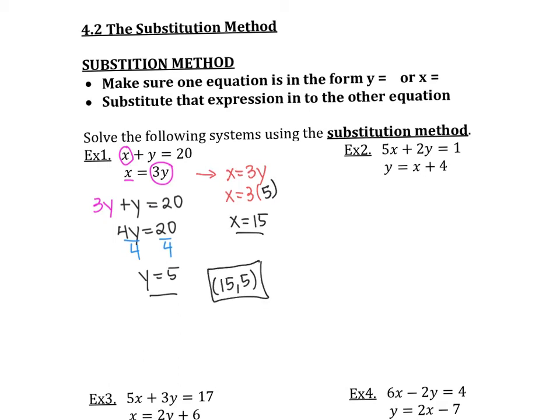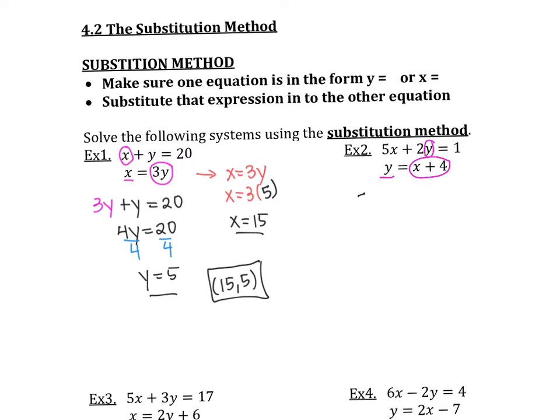Okay, we're going to go ahead and try this again for example 2. Example 2 says 5x plus 2y equals 1. And then the second equation is y equals x plus 4. First, I want to look for the equation that starts with x equals or y equals, not this one. This one says y equals x plus 4. So I know that y is equal to this expression, which means in the other equation where the y is, I can replace it with that expression.